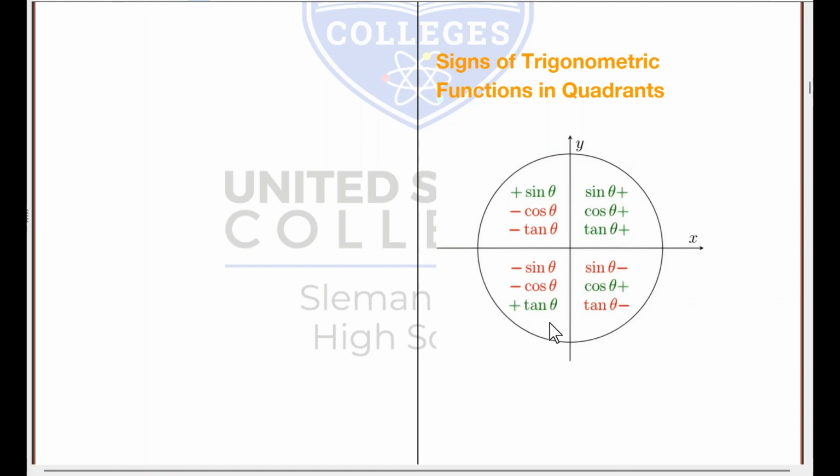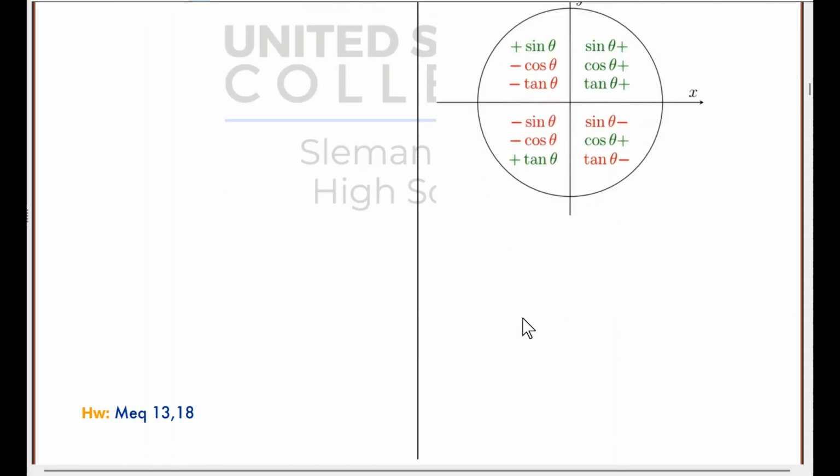And if you remember, there's also a hack way of memorizing the signs: add sugar to coffee. Take the first letter of add: all of them are positive. Sugar: only sine is positive. To: only tangent is positive. Coffee: only cosine is positive. So whatever suits you, use one of these ways to memorize the signs of each trigonometric function in each quadrant.